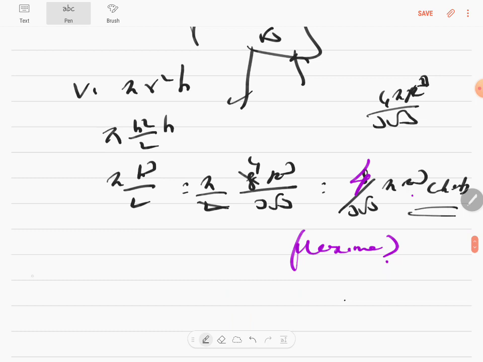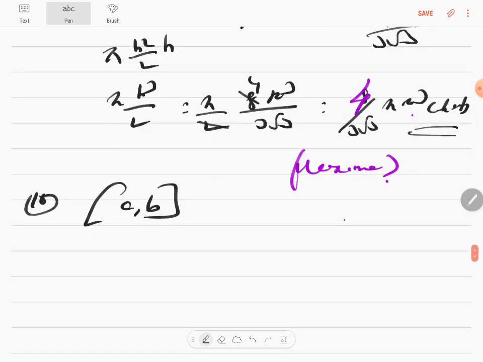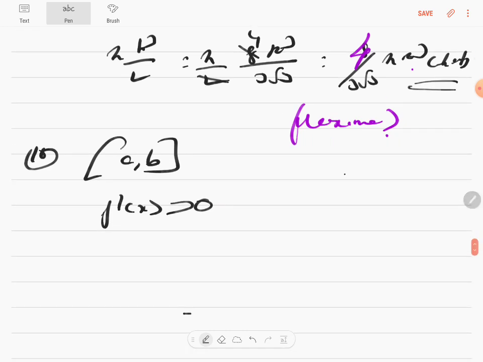The sum number 16. It's given that for a function from closed bracket a to b, f dash of x is, slope is always positive. Greater than 0 means slope is always positive. They are asking you to prove that it's an increasing function.